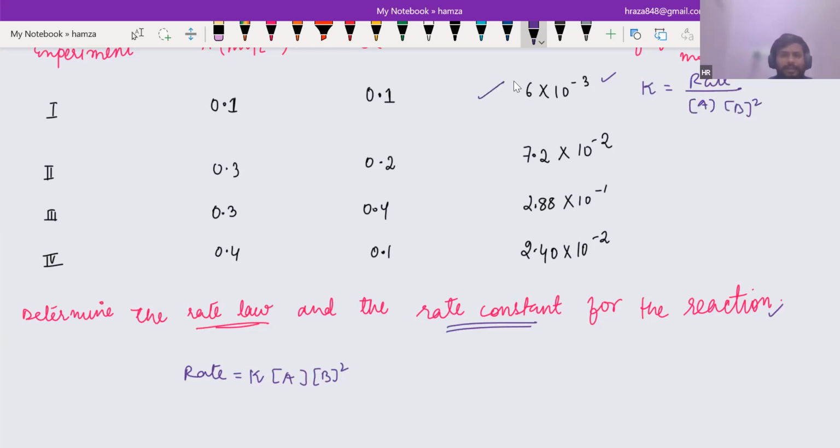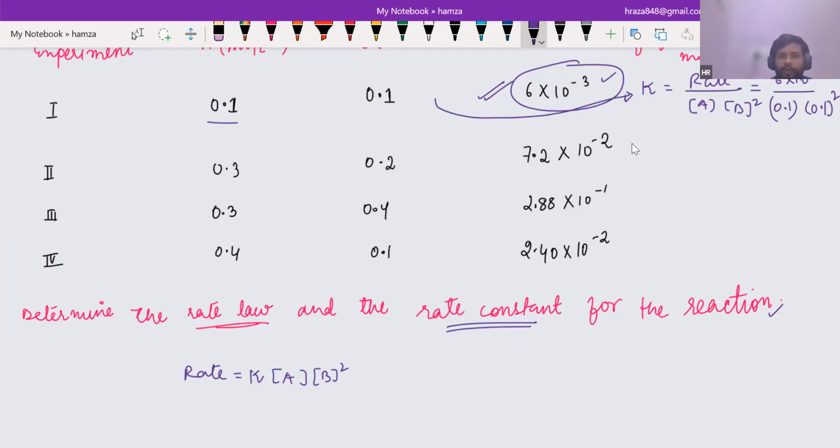For this, rate constant will be equal to, as you can see, rate is given 6 into 10 raised to the power minus 3 upon what is the concentration of A? It is 0.1, into what is the concentration of B? 0.1 raised to the power 2. In this way, you can get the rate constant value of this.